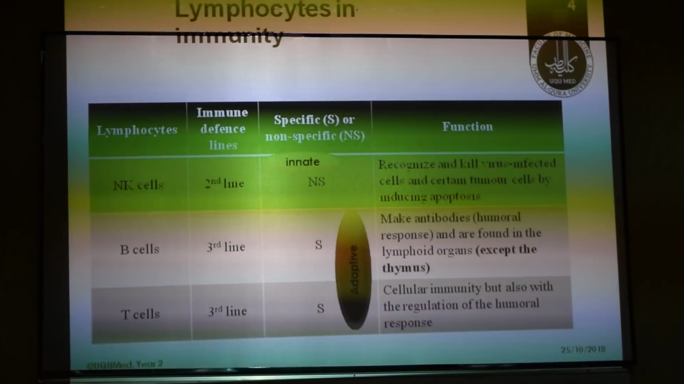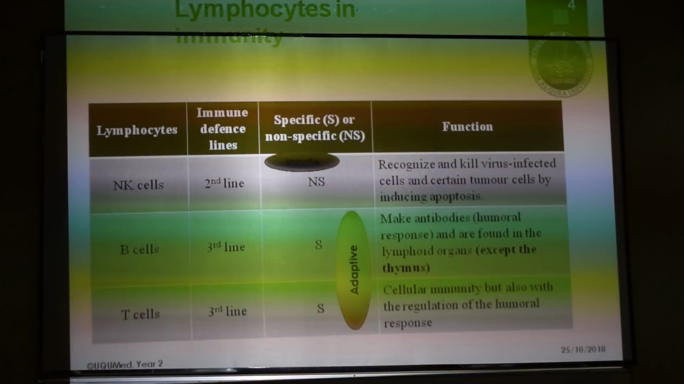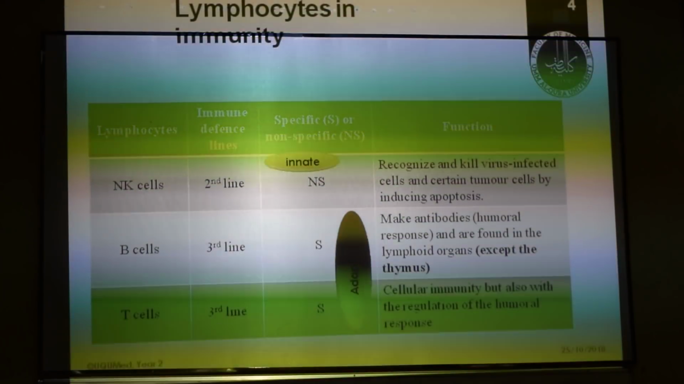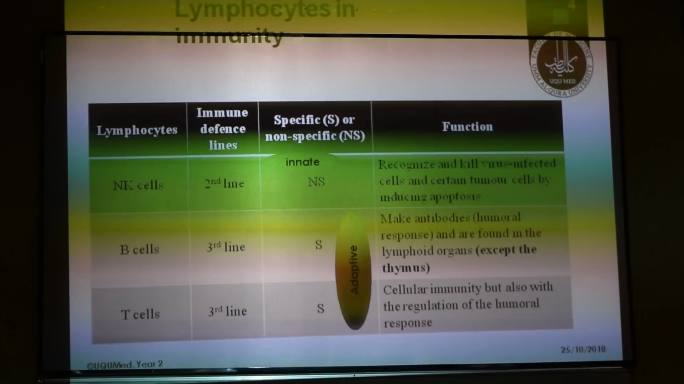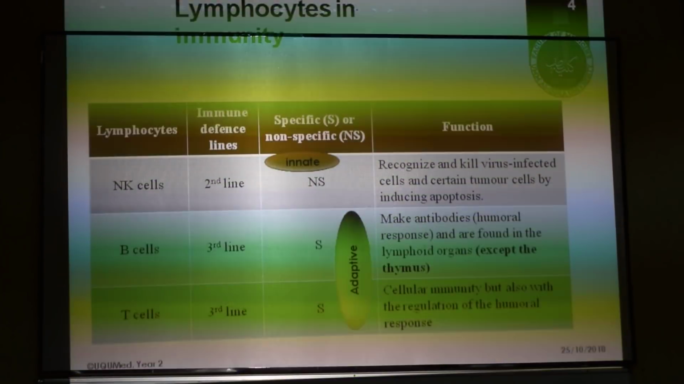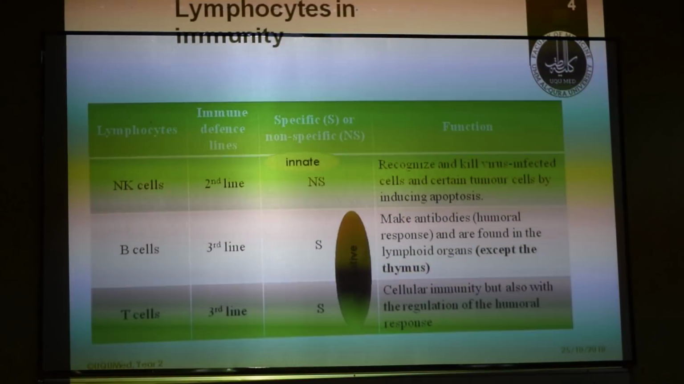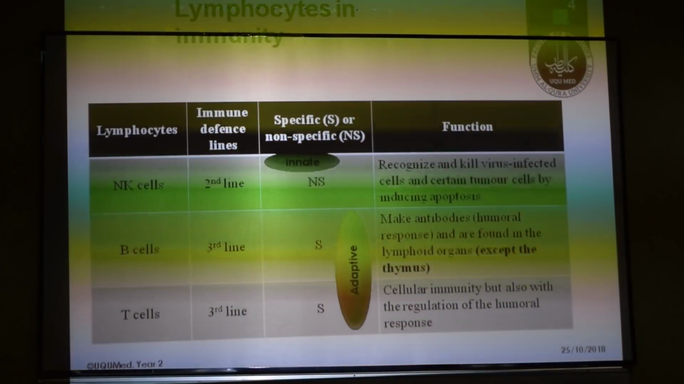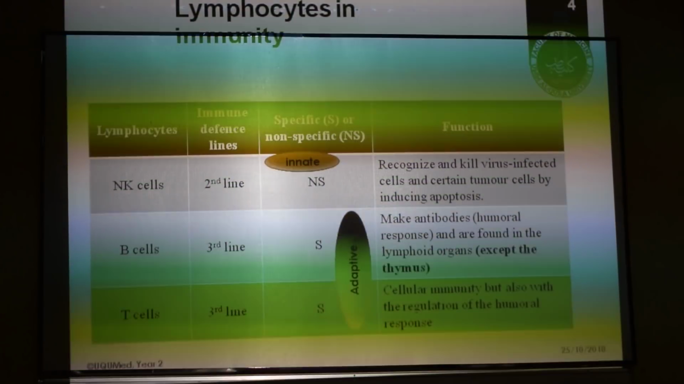Number 2 is B cells. They are part of the adaptive immune system, and this is the third line of defense. How it functions is called humoral immunity. It produces antibodies, and those antibodies then perform a lot of functions. We'll see about it. Here is something bold for you: except the thymus. The thymus is an organ, all of you must be aware of it. B cells are not found in the thymus, despite the fact that it's a primary lymphoid organ, but B cells are not there.